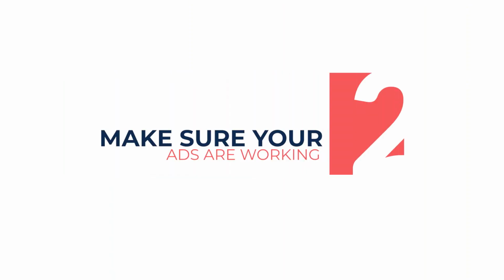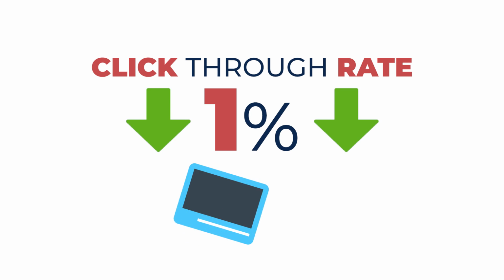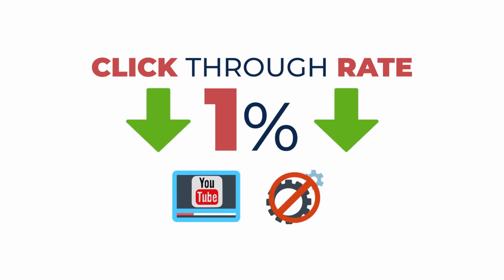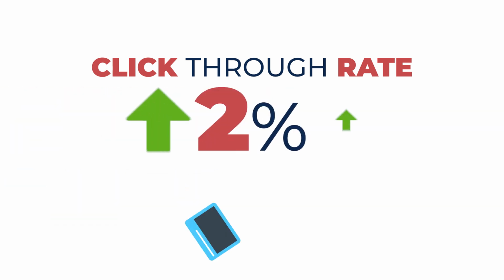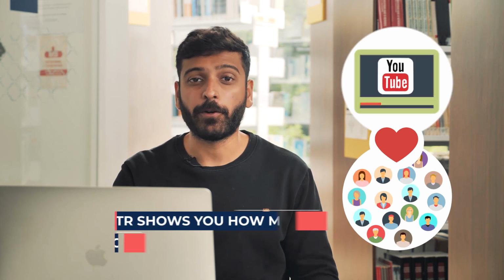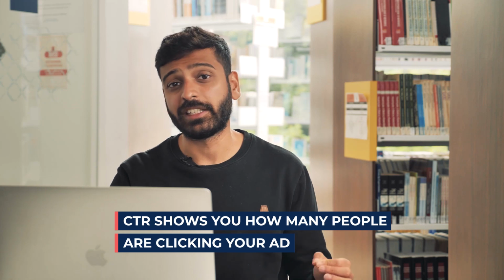Now, the second step is to make sure your ads are working. And the way you do that is I like to look at the click-through rate. Now, if your click-through rate is below 1%, it's usually a good sign that your ads are not working. If it's between 1% and 2%, it's working. Over 2% is amazing. It shows that you've got an ad that people really love and are clicking on. So click-through rate is important because it's a really good metric that shows you exactly how many people are clicking through. And basically, the higher your click-through rate is, the lower your cost per click will be.